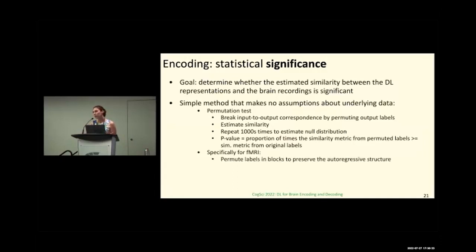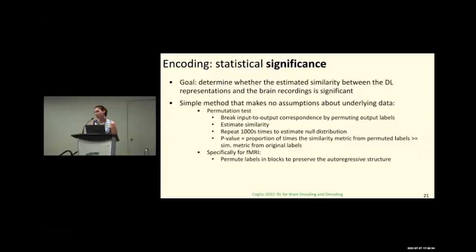And when we use this kind of metric for fMRI specifically, we need to account for the fact that fMRI is, again, a very slow kind of signal. So when we permute these labels, we want to do them in blocks because we don't want to be unfair to fMRI. When we permute just the separate labels, not in blocks, we can obtain very low values just because we're breaking up this autoregressive structure of the data. So it's important to do it in blocks of several TRs.